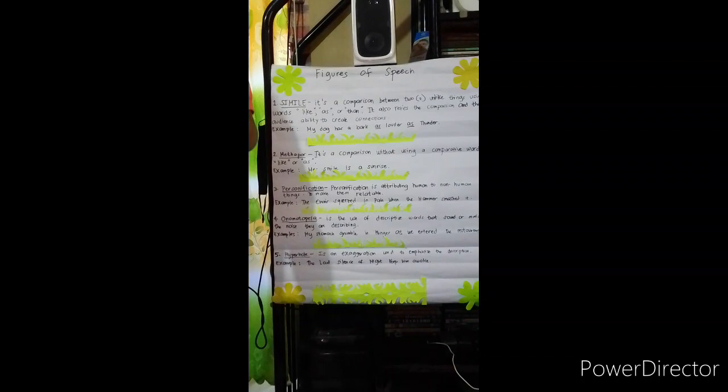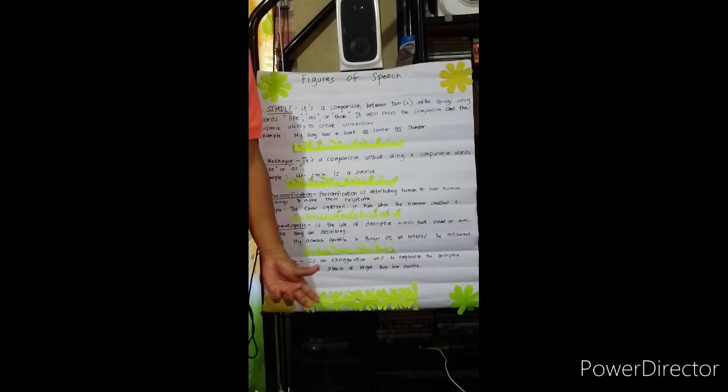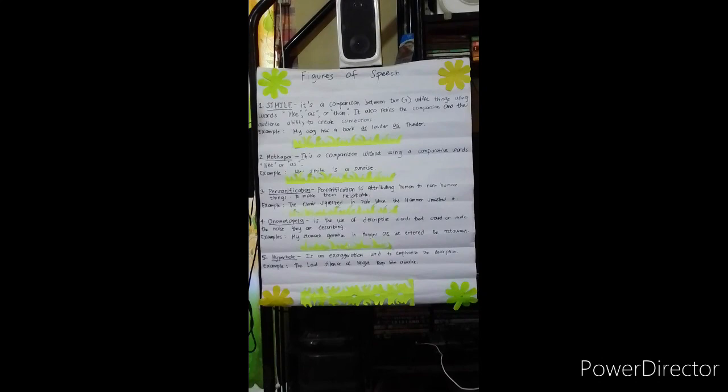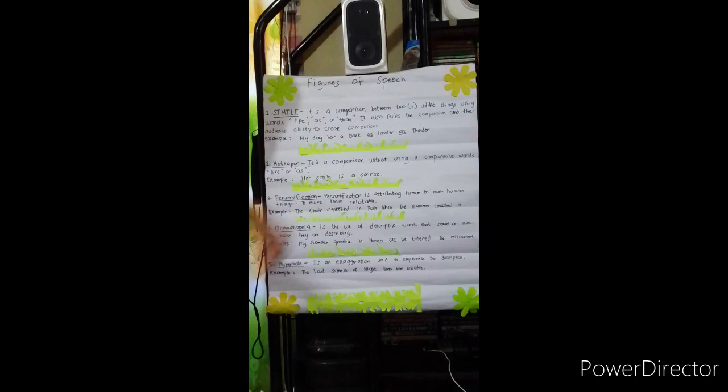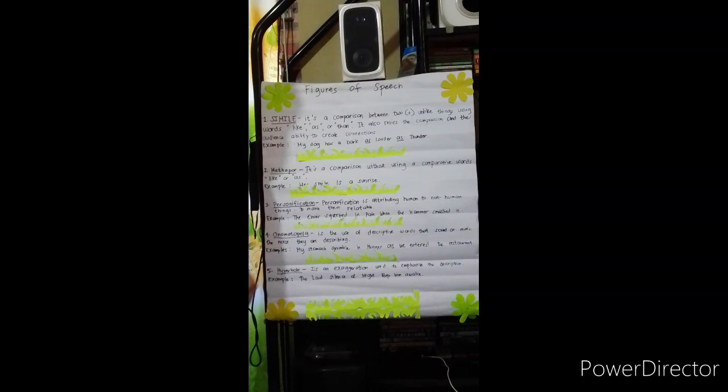Now, the third one is personification. It is attributing human qualities to non-human things to make them more relatable. The example is, the chair squeals in pain when the hammer smashes it. So personification is like comparing non-human to human.